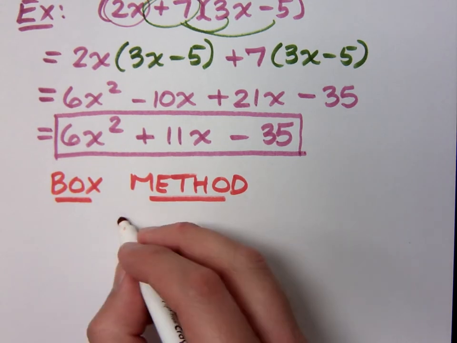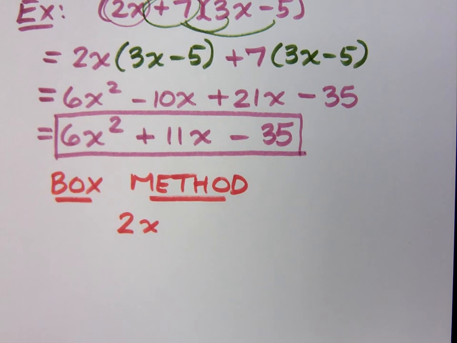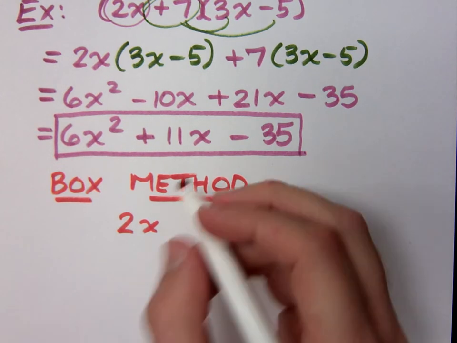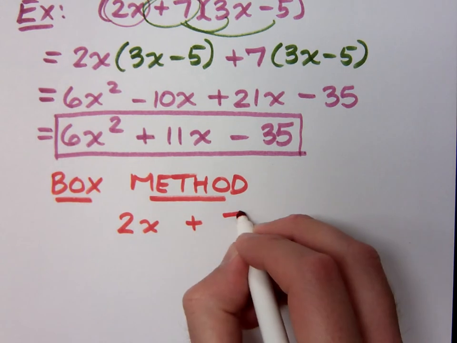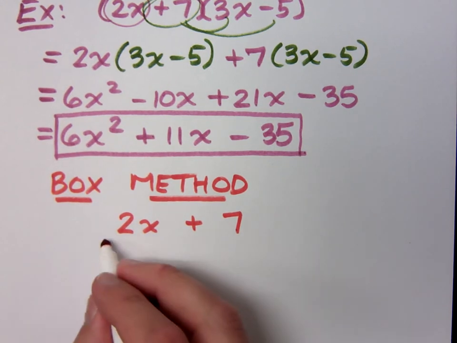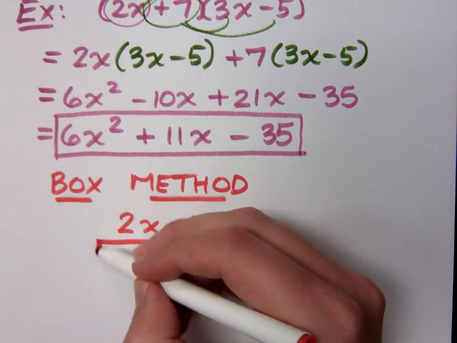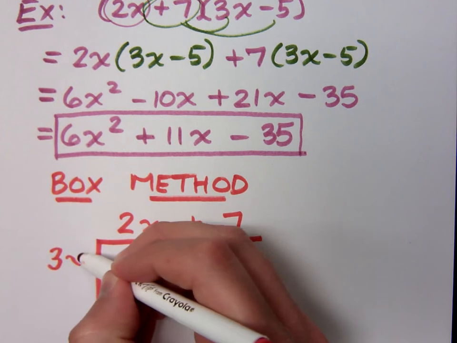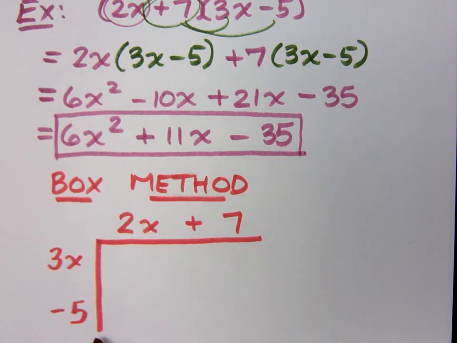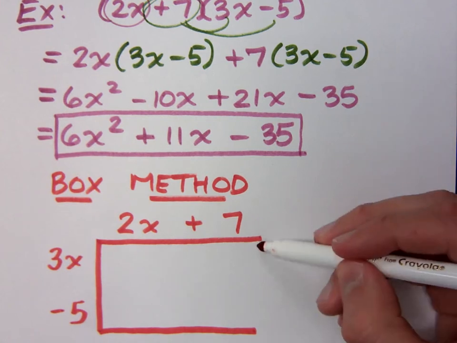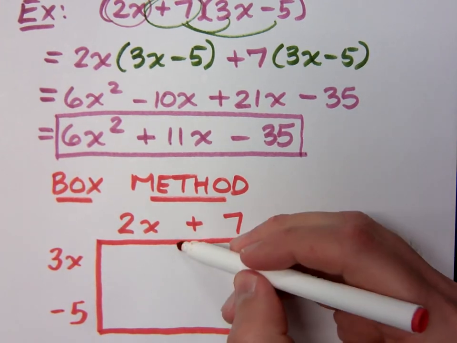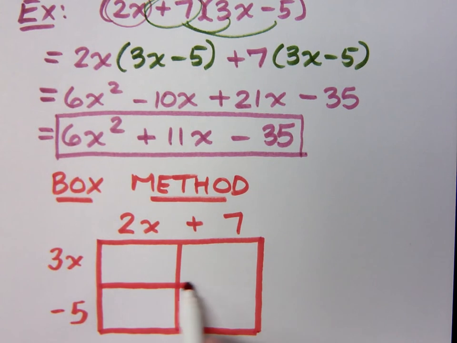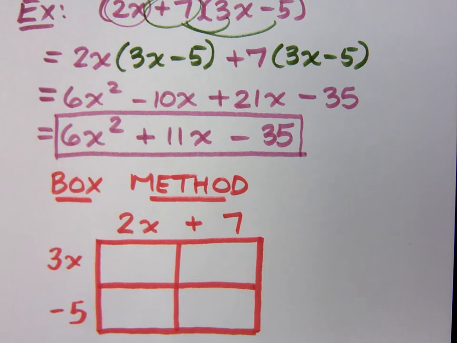Now here's how you would set it up. You would take one of the polynomials in the product, say 2x plus 7, and put that on top of a box that we're going to draw. And on the side, you're going to put the other polynomial, which in this case is 3x minus 5. What this box is going to do is organize your terms. Inside the boxes, you put the smaller products, the products of the individual factors.